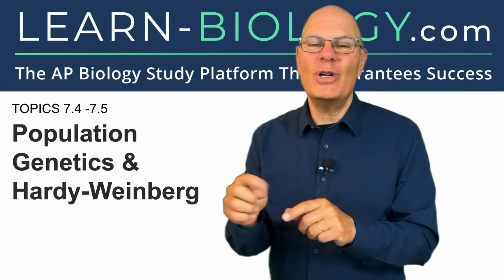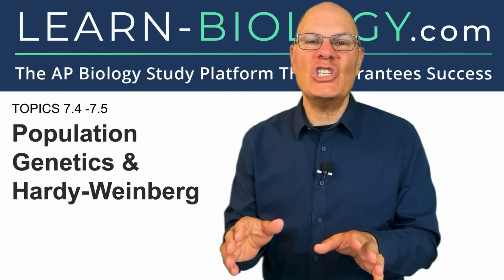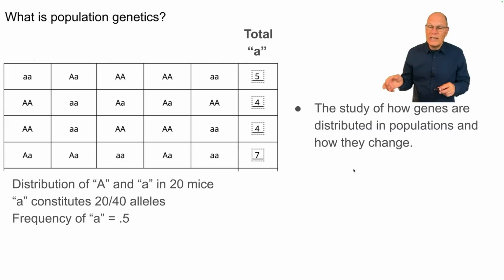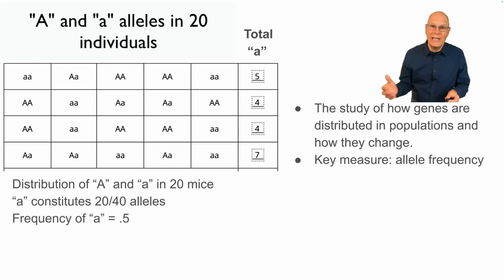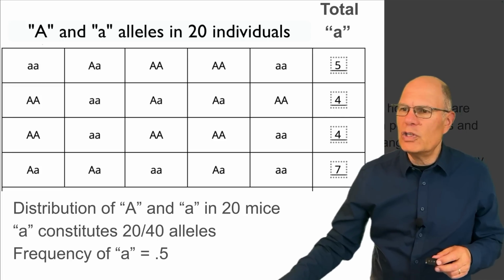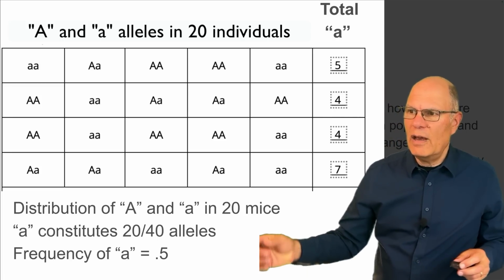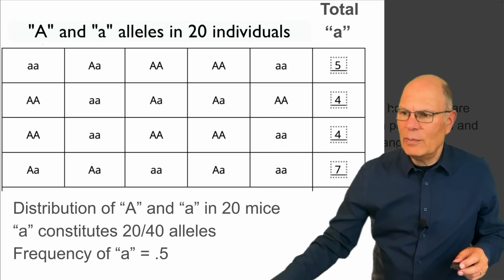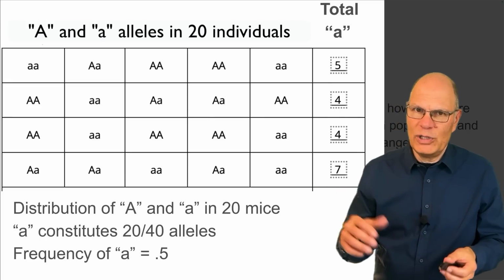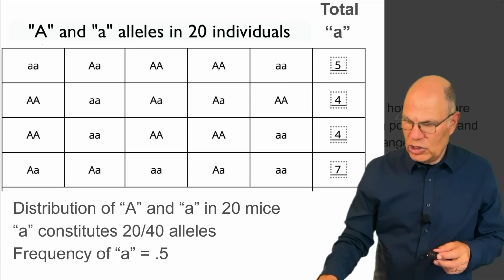Topic 7.4 to 7.5, Population Genetics and Hardy-Weinberg. What is population genetics? Population genetics is a study of how genes are distributed in populations and how they change over time. The key thing that we measure in population genetics is allele frequency. In this population over here, we have 20 individuals and we're tracking the frequency of the allele big A and little a, and we can see that the frequency of little a is 0.5. It makes up 50% of the alleles in this gene pool.